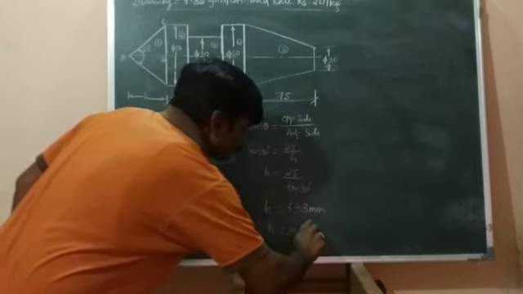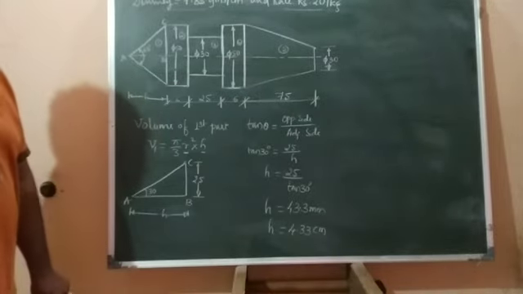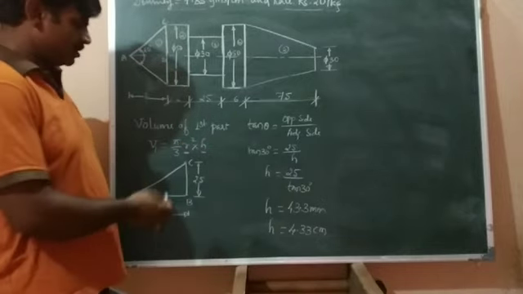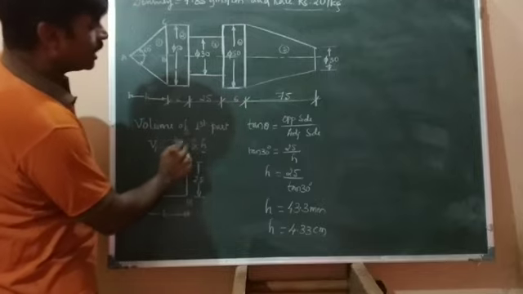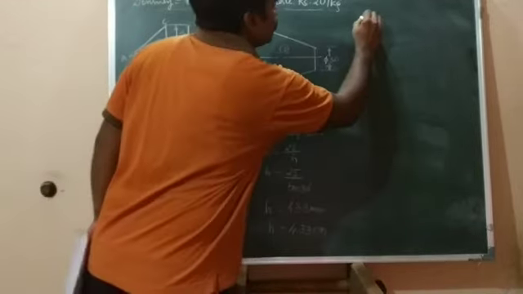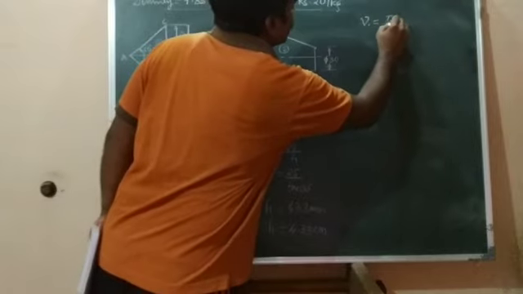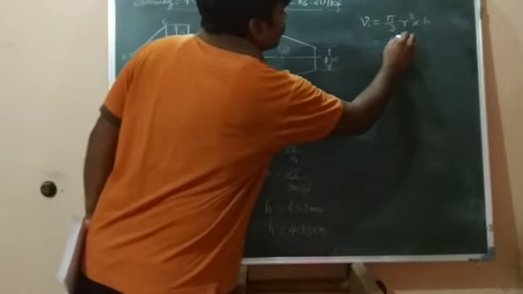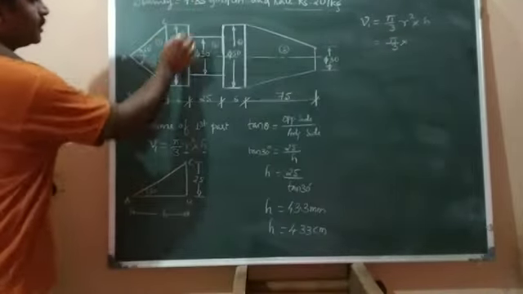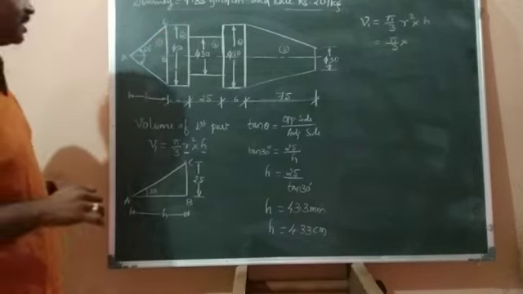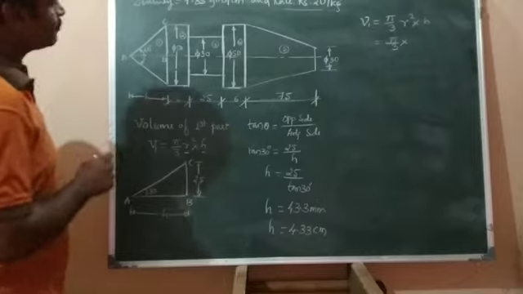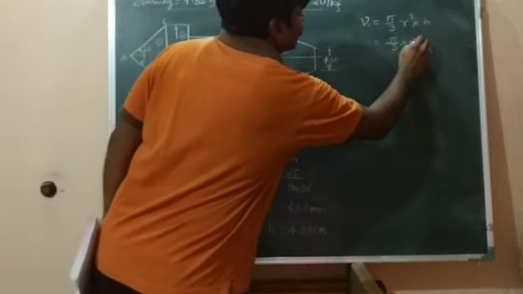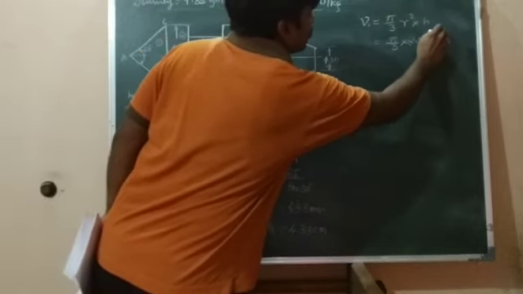That is 4.33 centimeter. Now to calculate the volume of the first part, that is the right circular cone, we require R and H values. We just obtained the value of H. So substitute R and H values in this equation, V1 is equal to pi by 3 R square into H. Now pi by 3, what is the R value here? That is 25. It is given in millimeter, but we need to substitute in centimeter. So 25 means what? 2.5 centimeter. So don't forget the square.